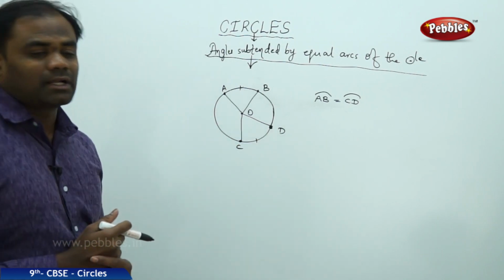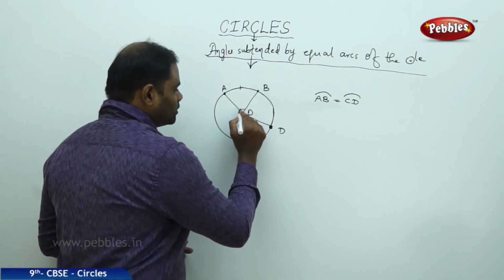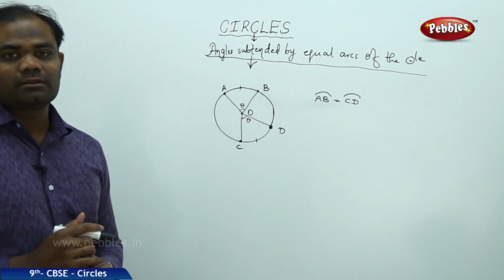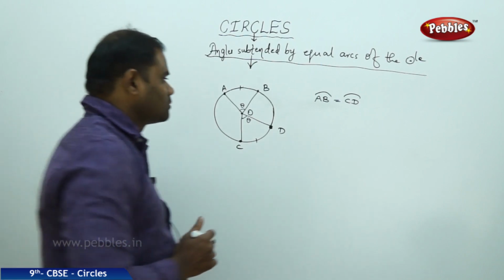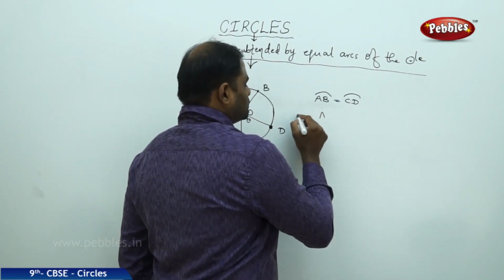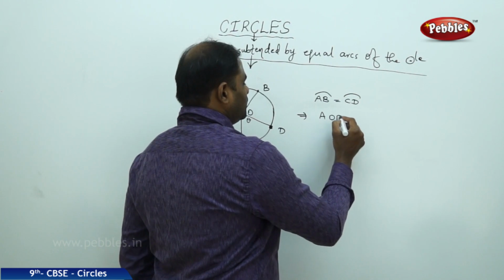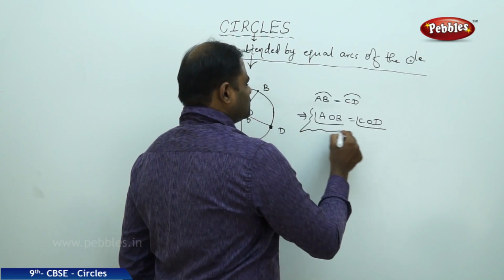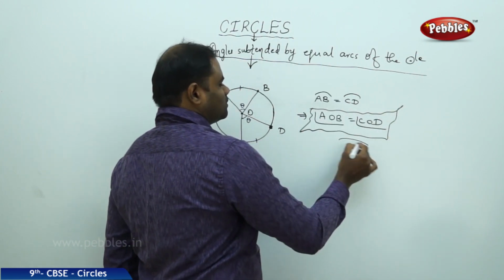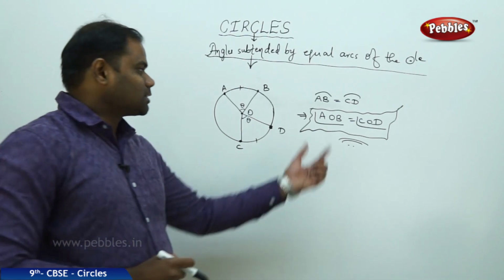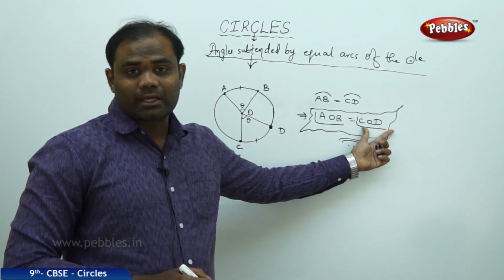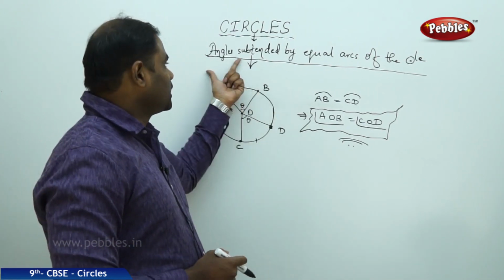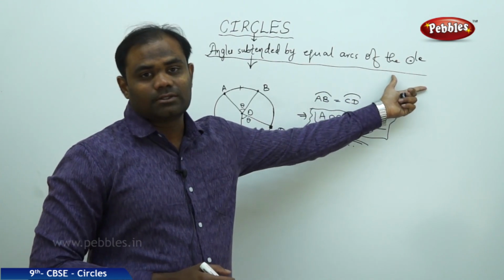then the property says that this angle subtended by arc AB will be the same as the angle subtended by the second arc CD. That implies angle AOB is equal to angle COD, is what the property says. If the arcs are of equal lengths, their subtended angles will also be equal, is how I understand the property for angles subtended by equal arcs of the circle.